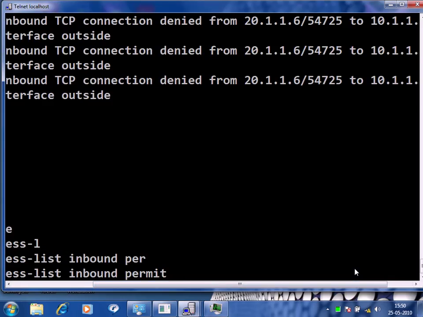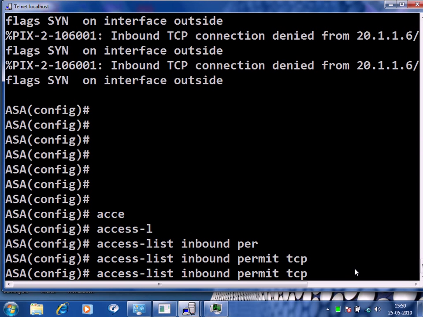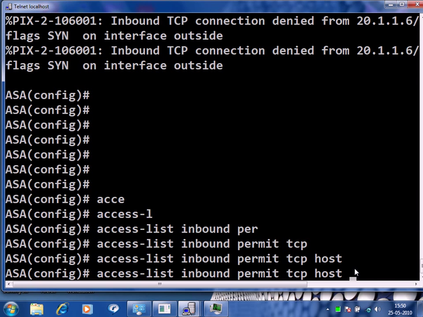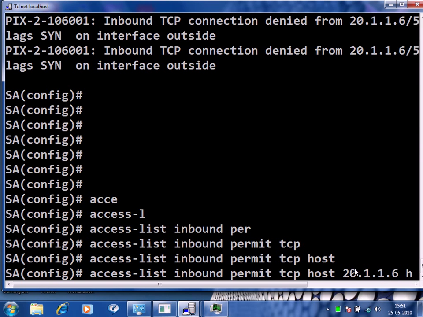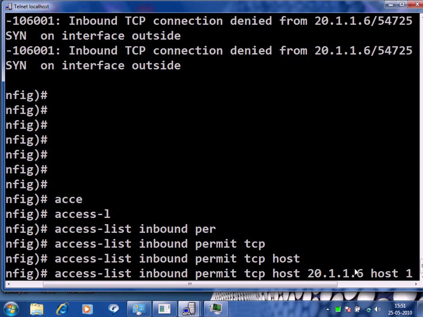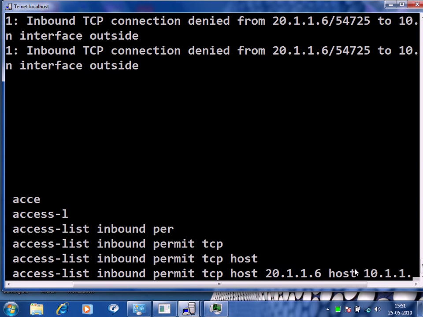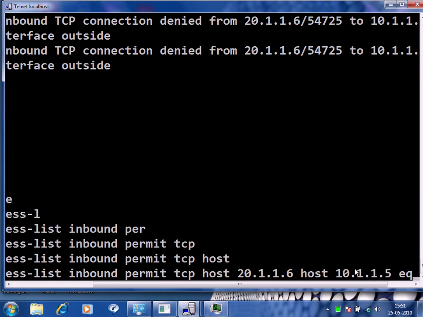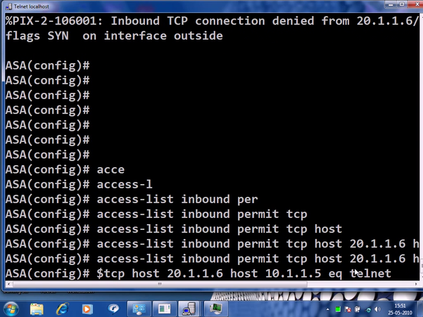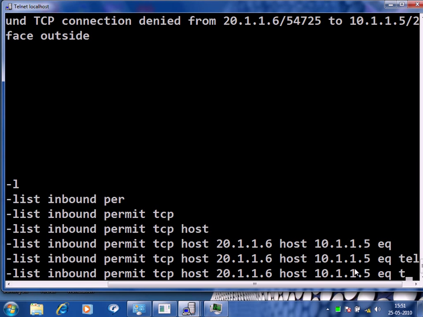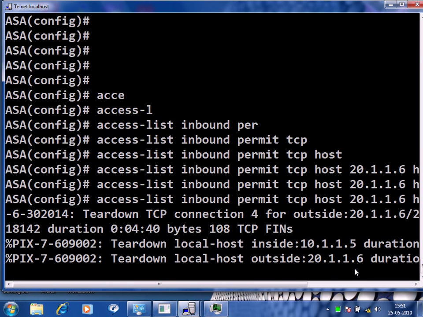I don't want to give a generalized access list. I want to be very specific. Permit TCP host 20.1.1.6 host 10.1.1.5 equal to telnet or 23. Because of the ASA, the adaptive security algorithm, you are getting that word telnet. Otherwise it's 23 only.